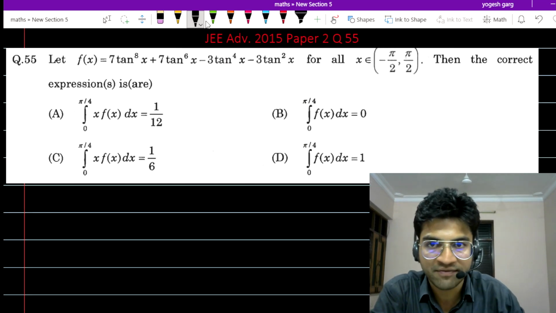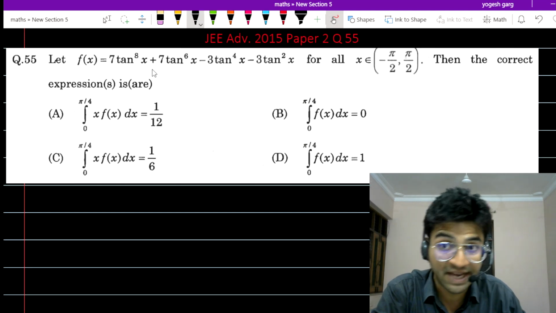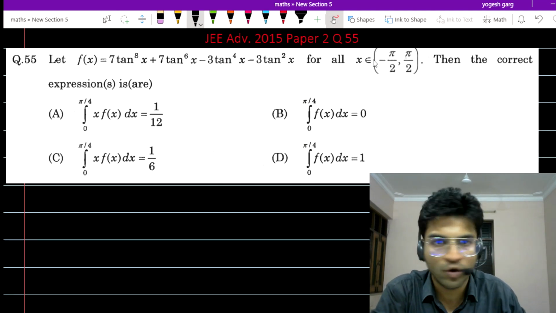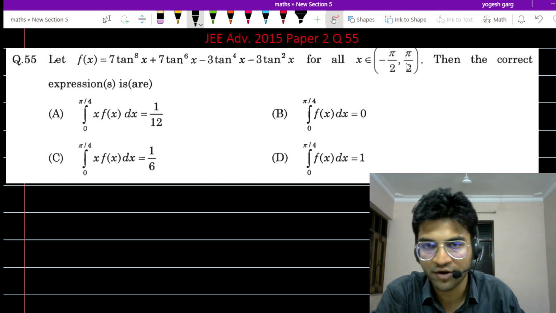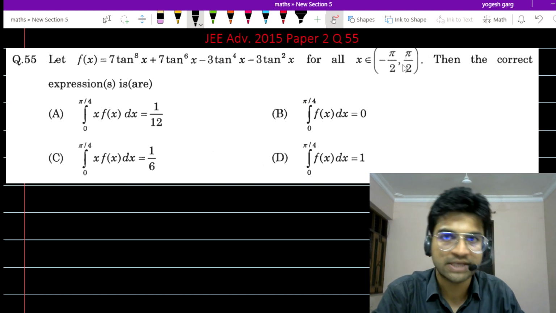So we have a function f(x), which is a function of tan x, for all x belonging to (-π/2, π/2), and obviously π/2 and -π/2 are not included. Then the correct option is or are.